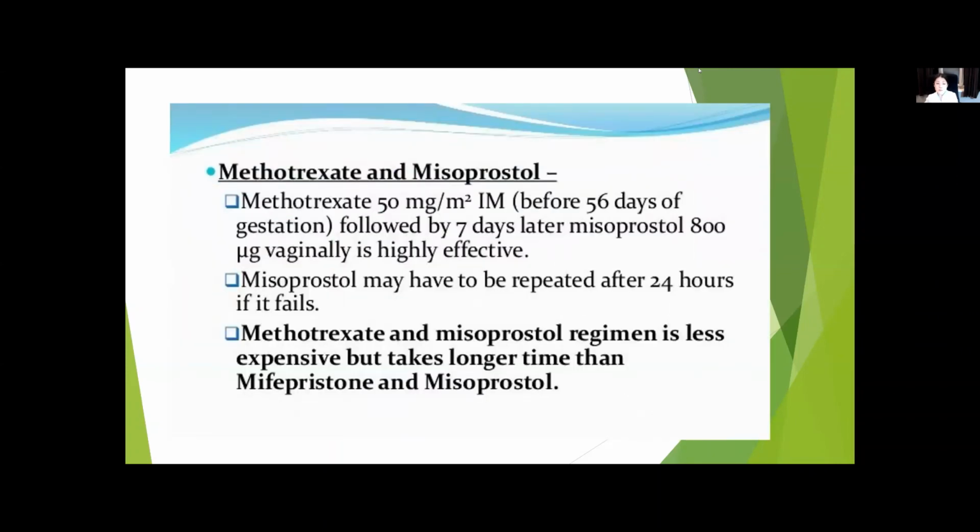Methotrexate and misoprostol: methotrexate in the dosage of 50 milligrams per meter squared before 56 days of gestation, followed 7 days later by misoprostol 800 micrograms vaginally, is highly effective. Misoprostol may have to be repeated after 24 hours if it has failed.